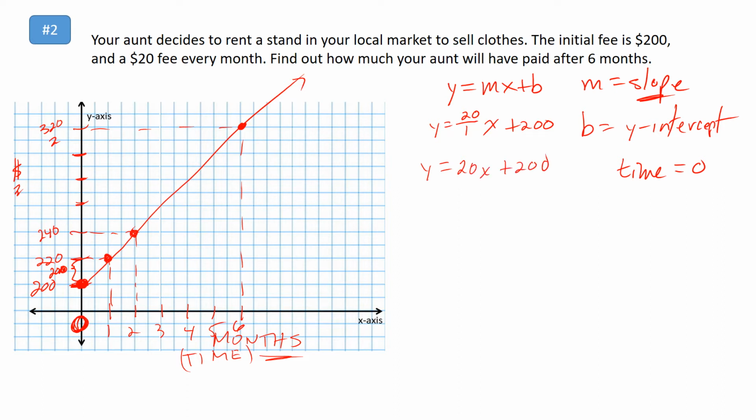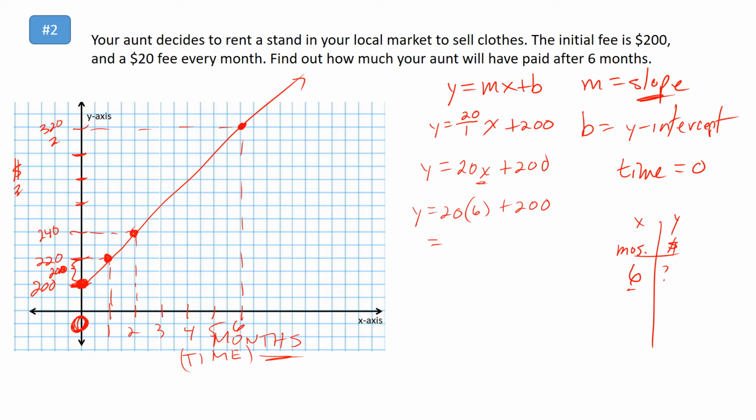Remember, x is time and y was the amount of money. If we're going to do a table like this, this was the x and this was the y. In this case, that's the number of months, and this is the amount of money. What we're trying to find out in this equation is what it is after 6 months. So I'm going to replace the x here with a 6 and figure out how much money she'll have paid. So y equals 20 times 6, plus the $200 she paid up front.